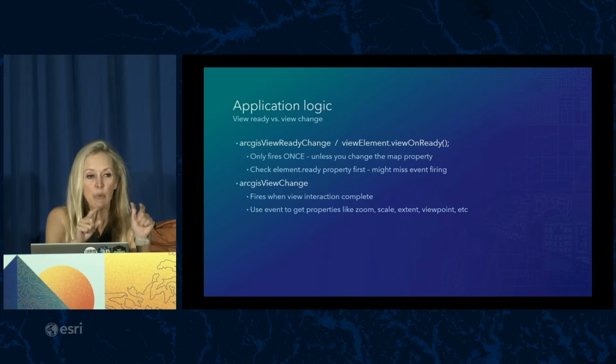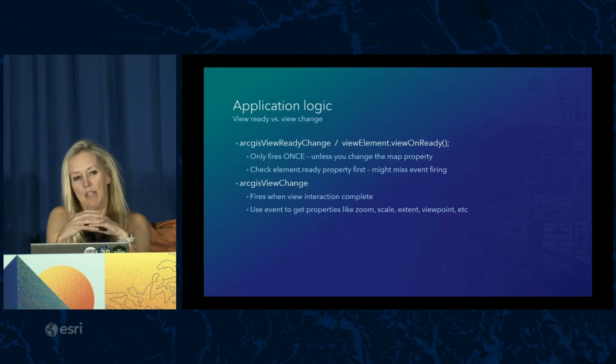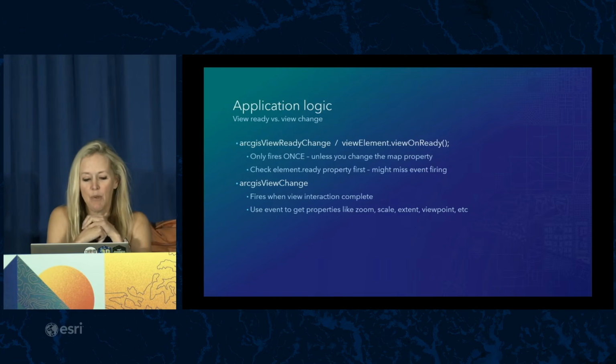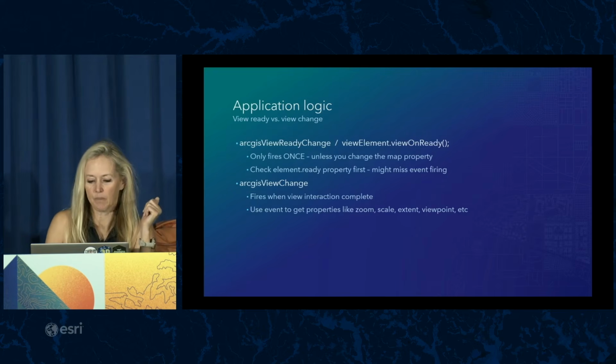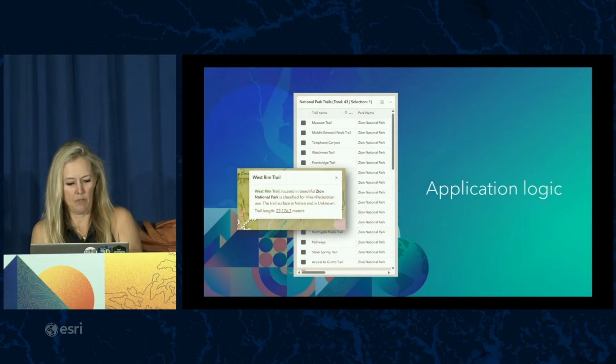The ArcGIS View Change watches properties on the view. For example, if you're zooming or panning, something's changing with the view, you can use that to have interaction with your own logic in your application. And that's what we'll do now.